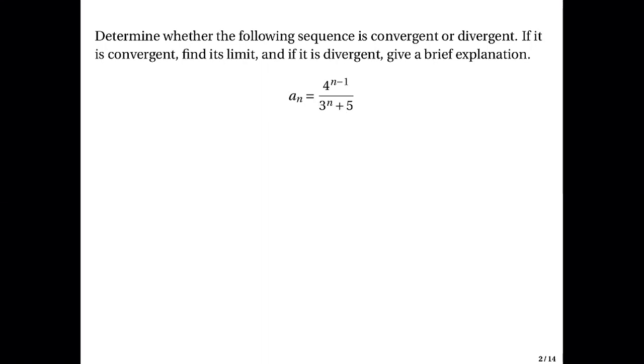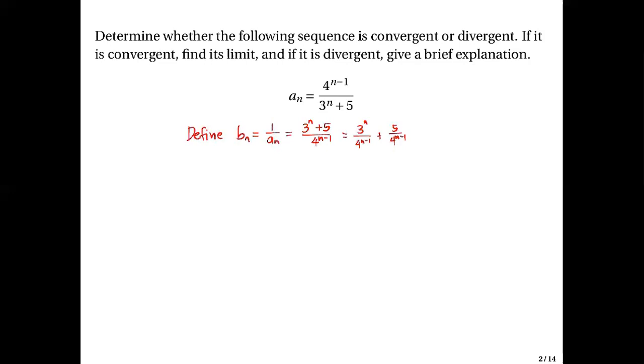So what we're going to do is the following. We define the sequence b sub n, which is just the reciprocal of a sub n. And therefore, this is equal to 3 to the n plus 5 over 4 to the n minus 1. Or if we now separate this into two fractions, this will be 3 to the n over 4 to the n minus 1 plus 5 over 4 to the n minus 1.